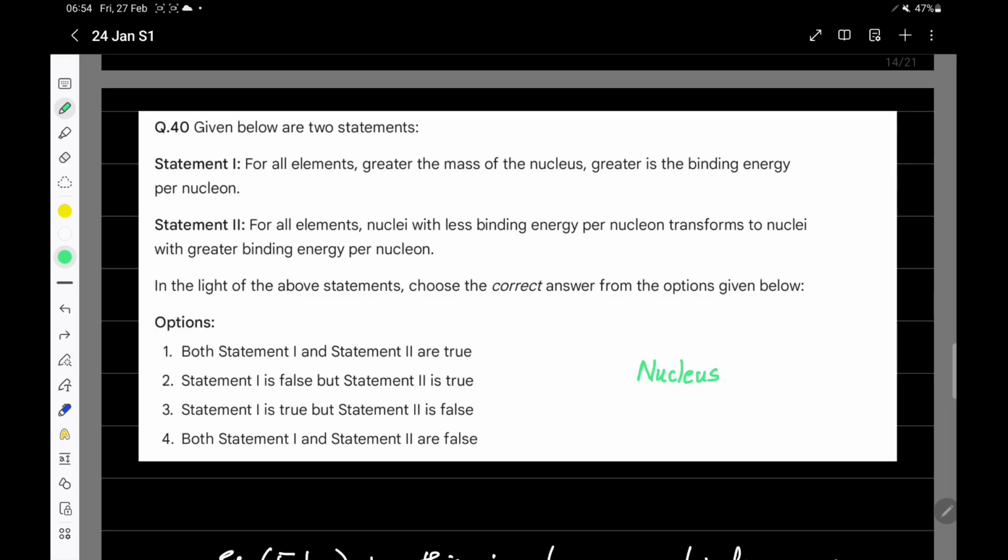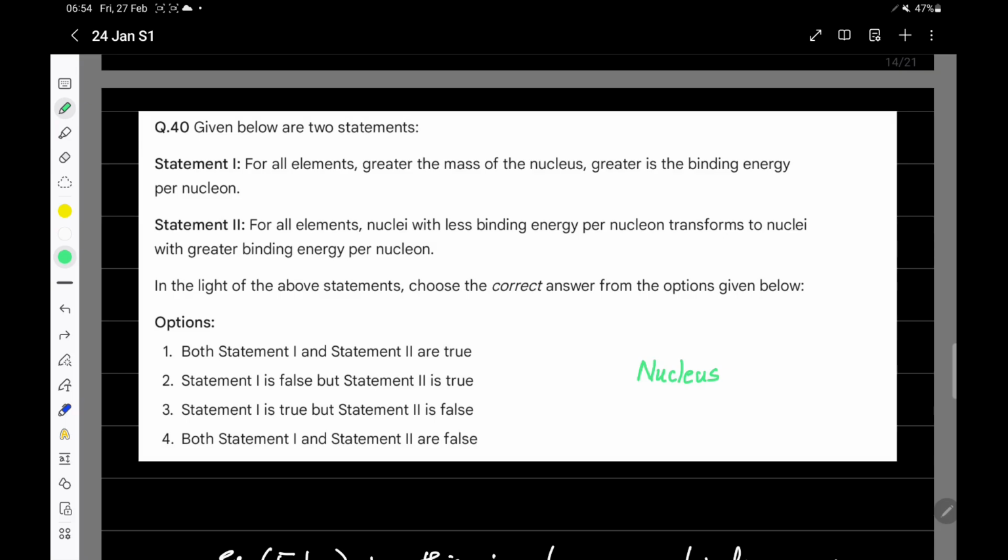Statement 1 says, for all elements greater the mass of the nucleus, greater is the binding energy per nucleon. Whereas statement 2 says, for all elements, nuclei with less binding energy per nucleon transform to nuclei with greater binding energy per nucleon. So clearly statement 1 is a false statement.